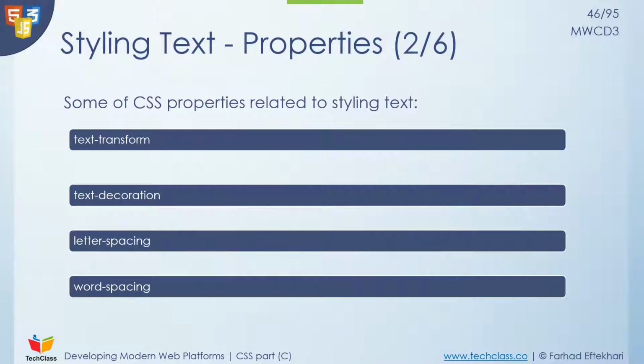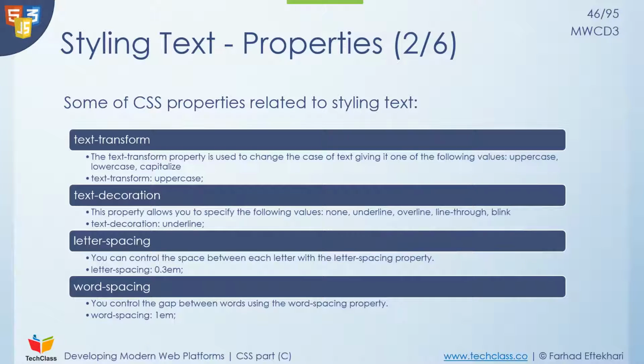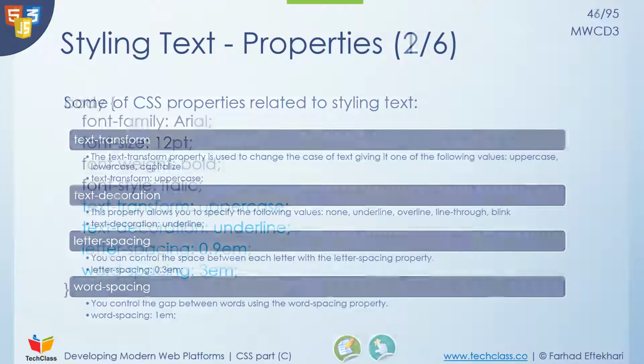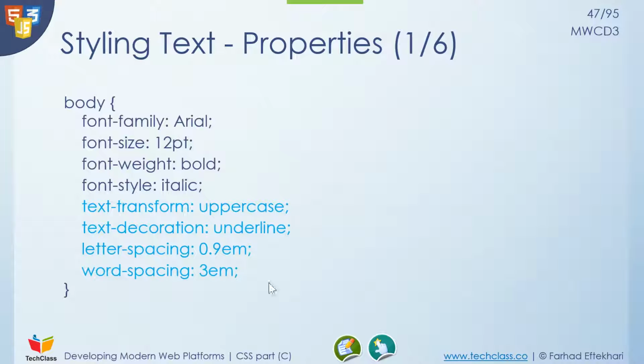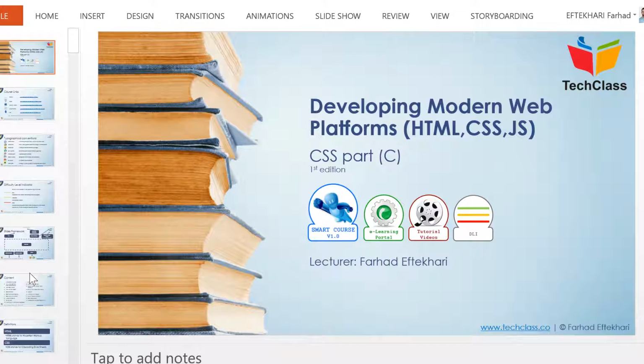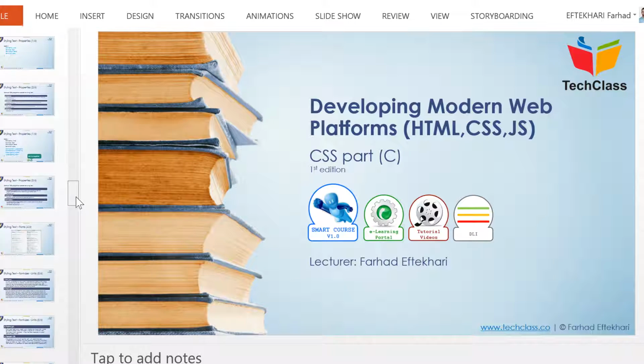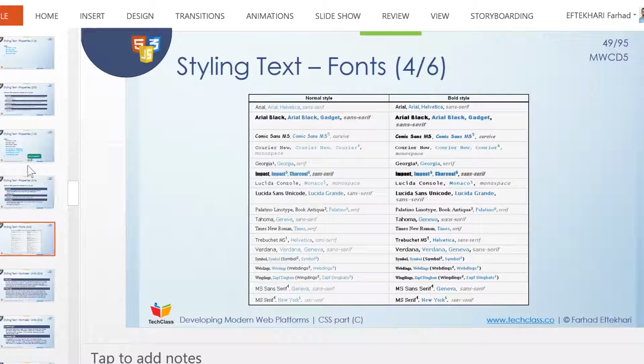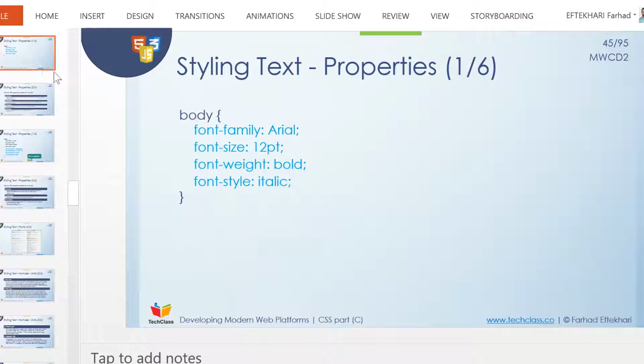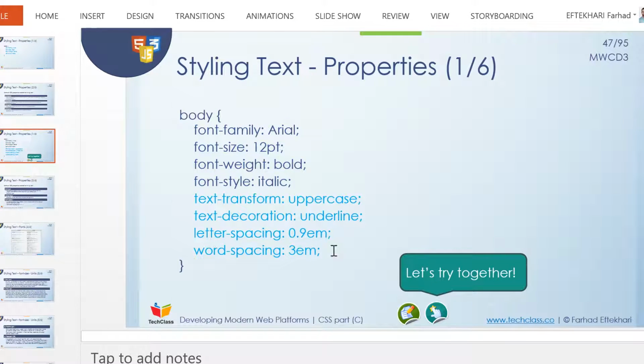And now we have some more properties for styling text. Text transform, text decoration, letter spacing, word spacing. Very interesting and beneficial properties. And now we have also some other examples. Let's apply them and see by example what's the purpose of them and how we can use them.